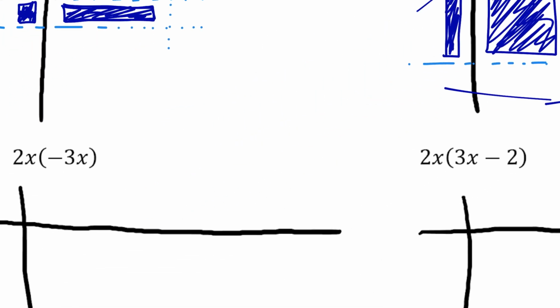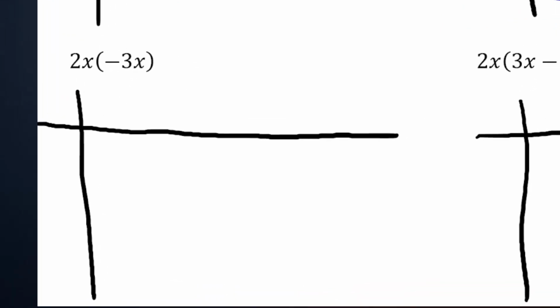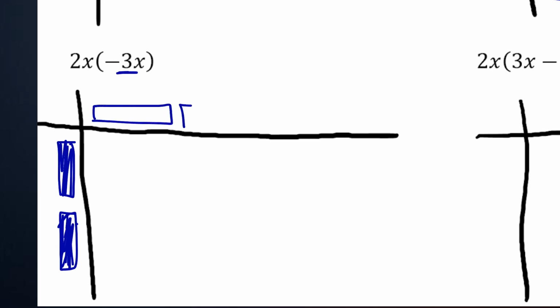All right, now let's move on to the next example. Here we've got 2x multiplied by negative 3x. So this time, I'm going to draw my two x bars going down on the side here. And then I'm going to draw 3 negative x's across the top. Now, the only difference here with them being negative is that we're not going to shade them in.